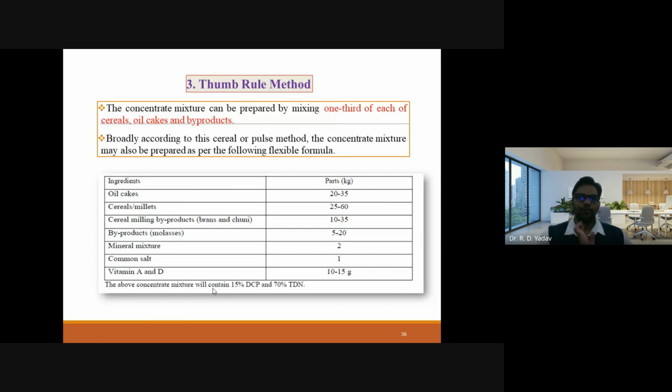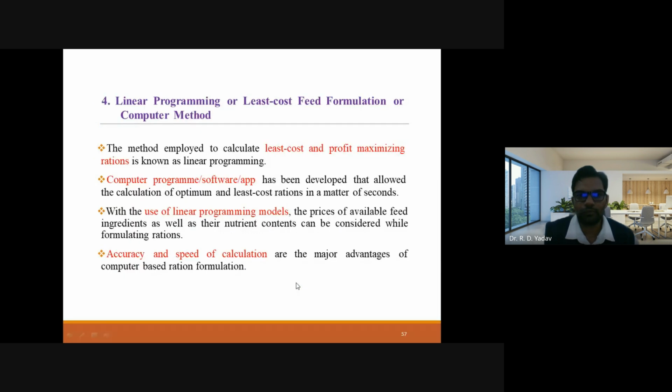And the thumb rule says that one third part each of cereal, oil cakes and byproducts is used. For example, oil cakes we use 35%, cereal grains 25 to 30%, cereal byproducts 20-35%, and molasses, mineral salt, vitamins, etc. So by using this method, we can formulate a ration concentrate having 15% TCP and 70% TDN.